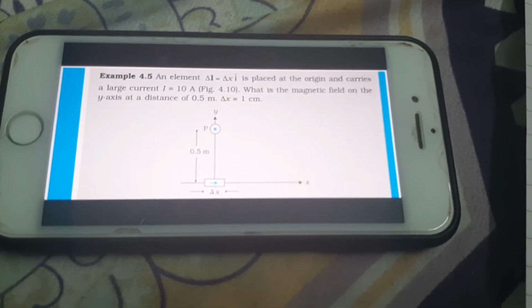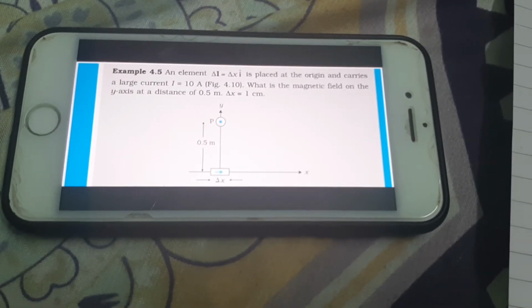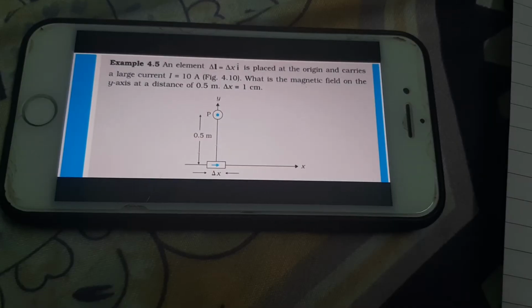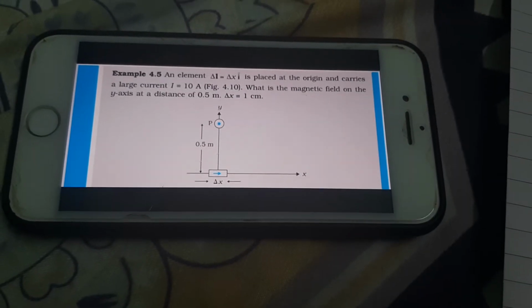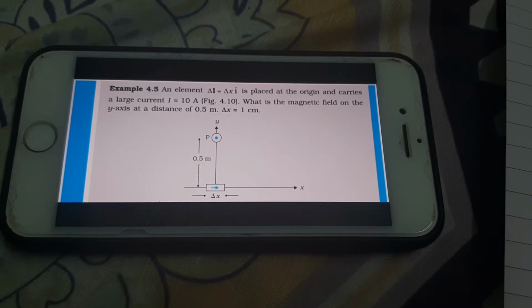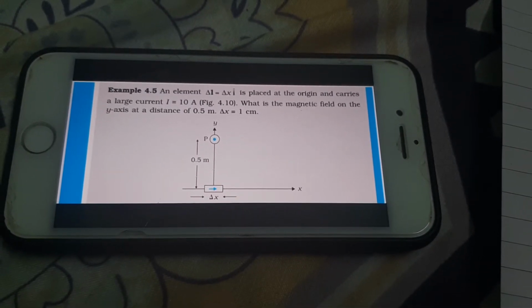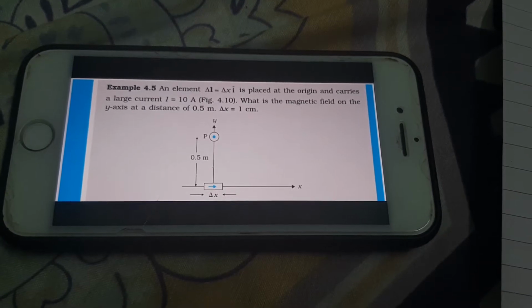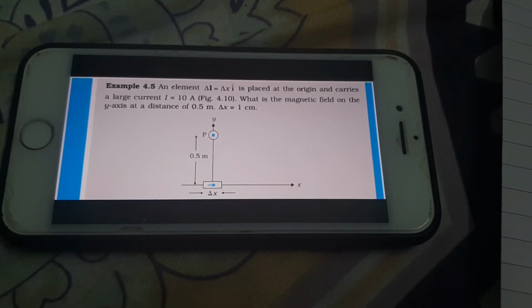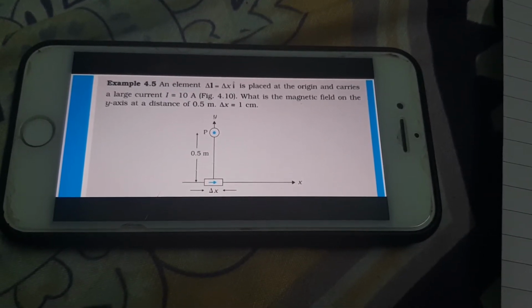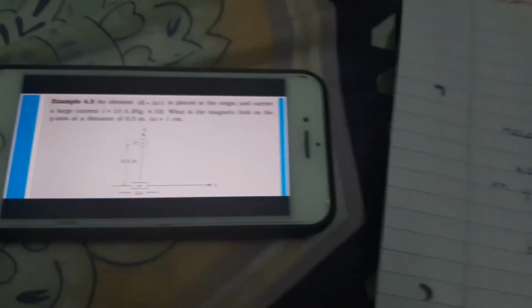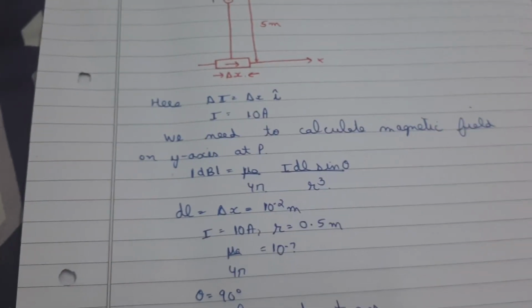First is example 4.5. Here we have an element delta L equal to delta X i cap, which is placed at the origin and it carries a large current of 10 ampere. We need to find the magnetic field on the y-axis at a distance of 0.5 meter, and the value of delta X is 1 centimeter.